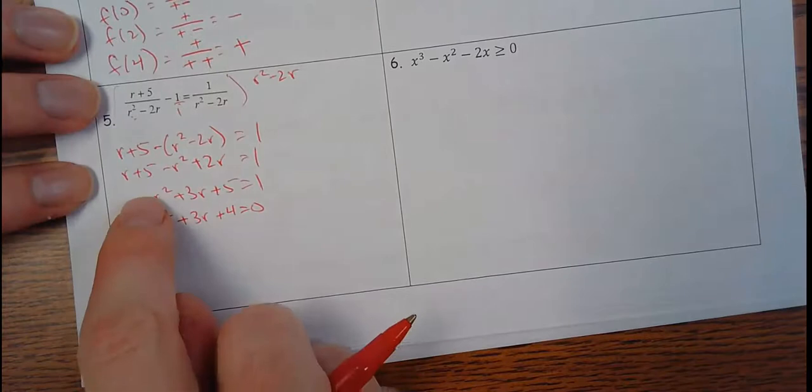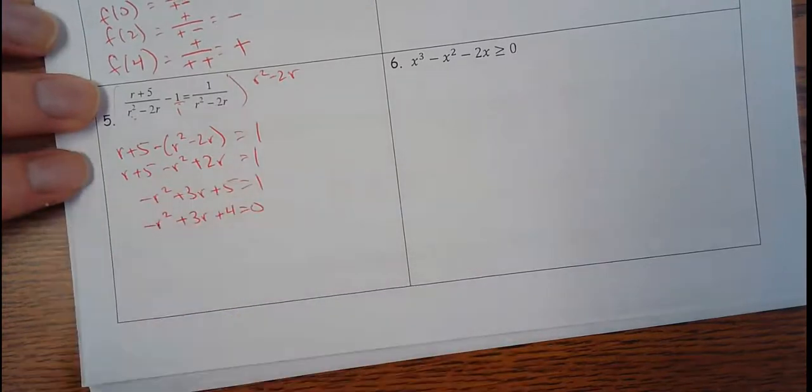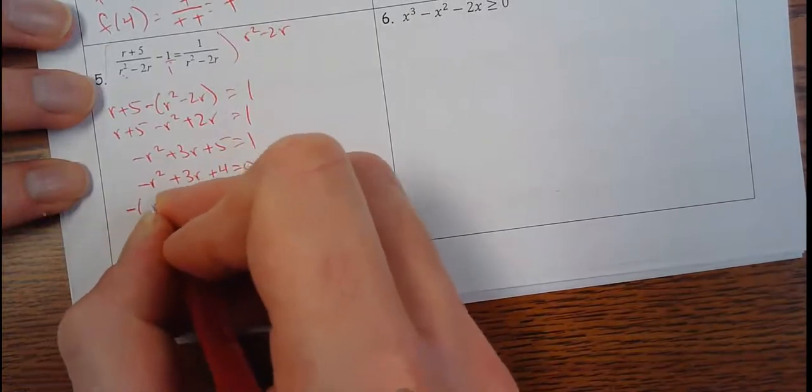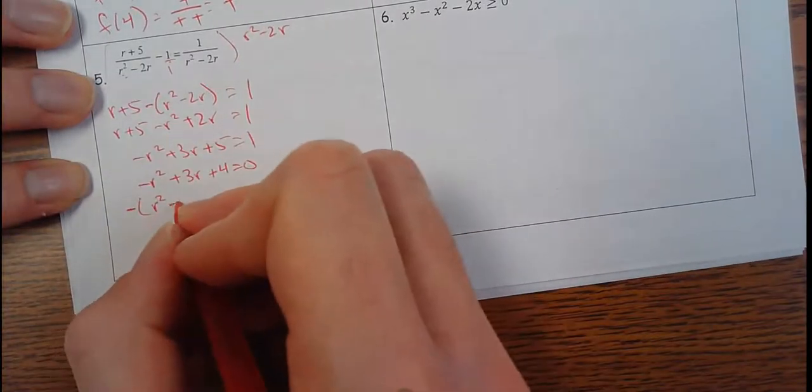Now some of you might say, well, I bring everything to the right side to make that a positive r squared. That's fine too. We'll get the same answer in the end. Because I'm going to factor out a negative, I want that to be a positive r squared for my factoring.